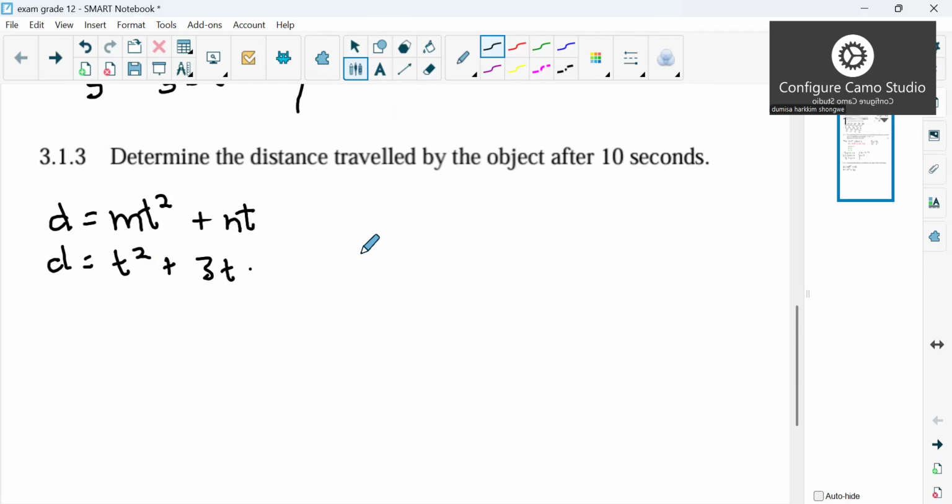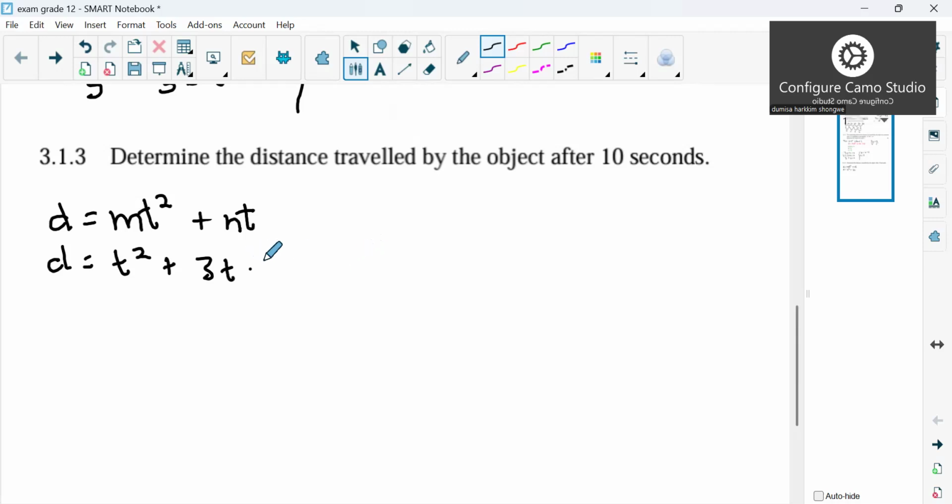Let's read the question again and understand what we have and what we're looking for. They say we should determine what? Determine the distance traveled by the object after 10 seconds. Now let's understand here. What are we looking for? Are we looking for D or T? Remember, our formula has D and T. Based on what they're saying, determine the distance. What do you think we're looking for? D or T? We're looking for D.